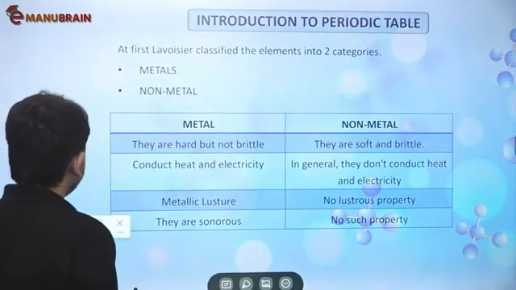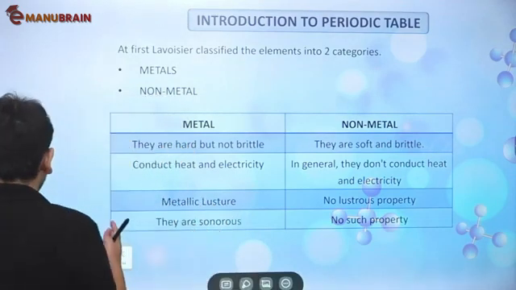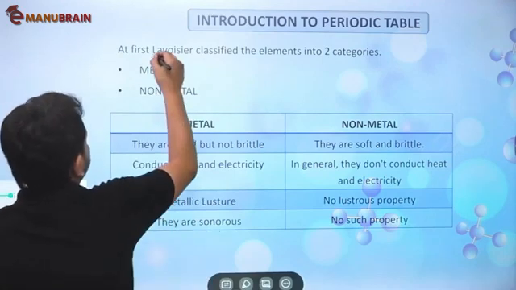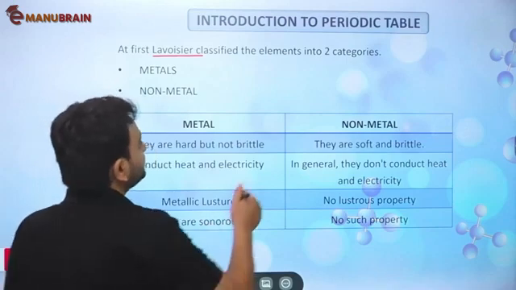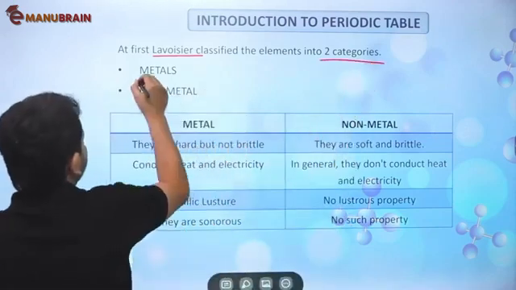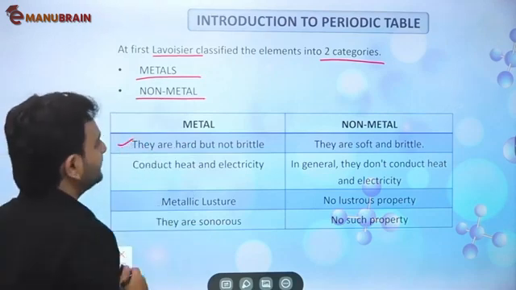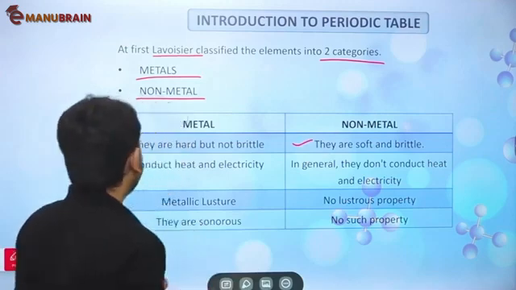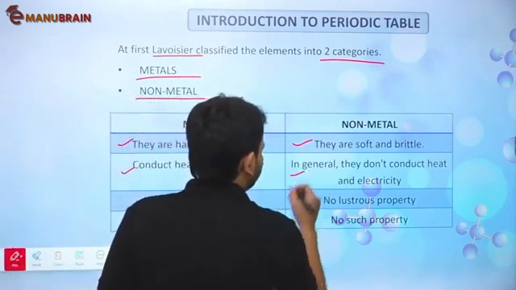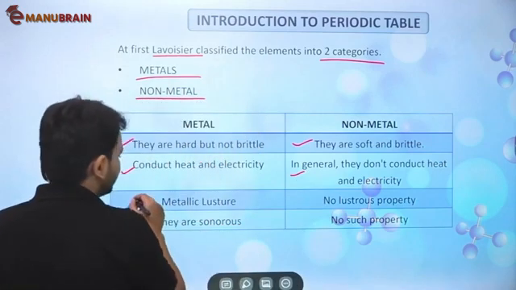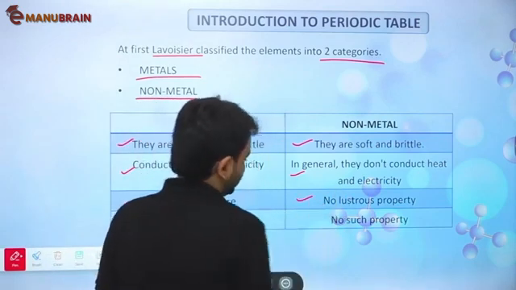Historically, a lot of deliberations were made in order to organize the elements that were known. The first honorable mention over here is Lavoisier, and he classified the elements into two categories: metals and non-metals. He said that metals are hard but not brittle, and non-metals are soft and brittle. Metals conduct heat and electricity, while non-metals generally won't. Metals have a luster, they shine, whereas non-metals generally have no luster.